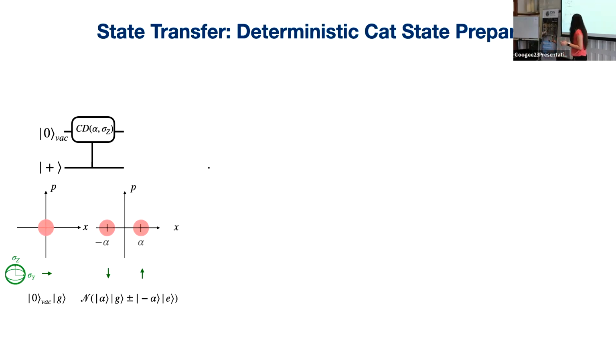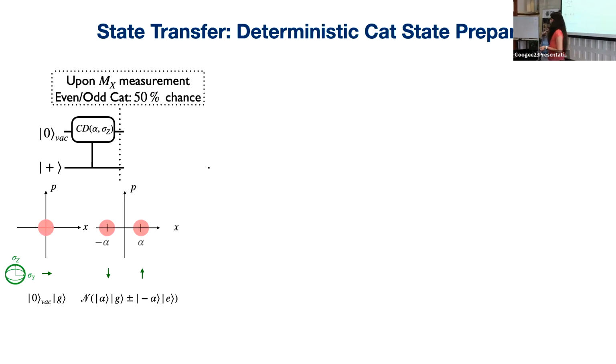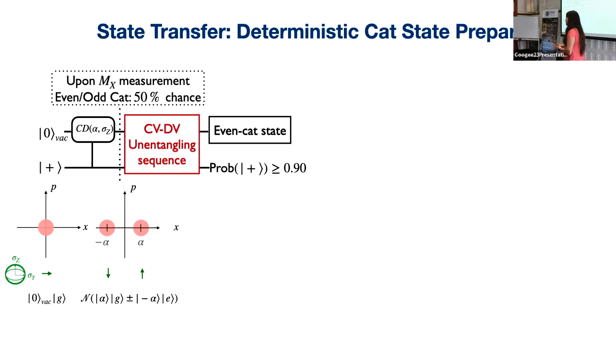Okay, so now at this point, what people generally used to do was measure your qubit in the x basis, and get alpha plus minus alpha or alpha minus minus alpha, conditioned on the outcome being plus or minus. But what I'm saying is exactly this is the kind of situation I can attack with my unentangling gadget, right? So I'm going to append my unentangling sequence. And at this point now, in the CV state, I have my even cat always. And in the ancilla, I will end up in the plus state with very, very high probability. So even for the worst case, it's like 0.90. All of this, again, without errors. I'm not discussing errors here.